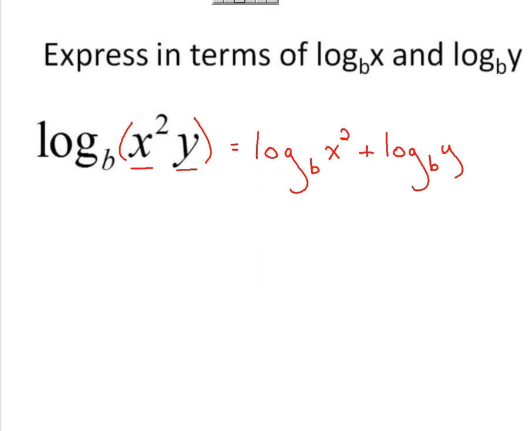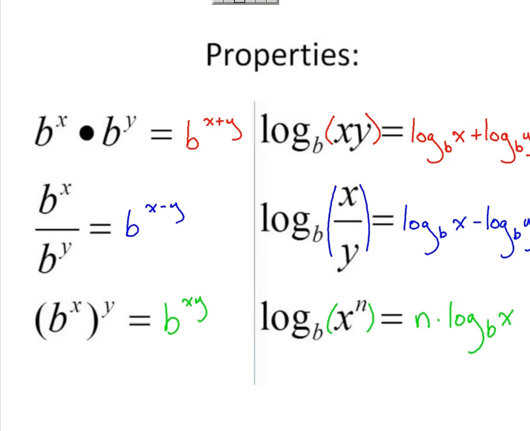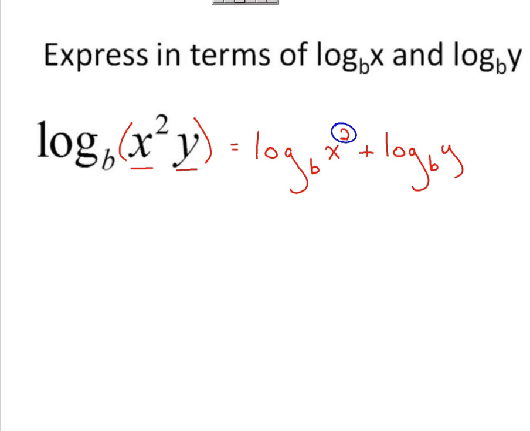So the question becomes, what do you do with this 2? Well, you go back. I see I've got this power that's applied to this little base here. I can bring that power down to the front, apply that last property. That would give me a 2 now in front of this first logarithm, which is log base b of x now, plus log base b of y, which remains unchanged.